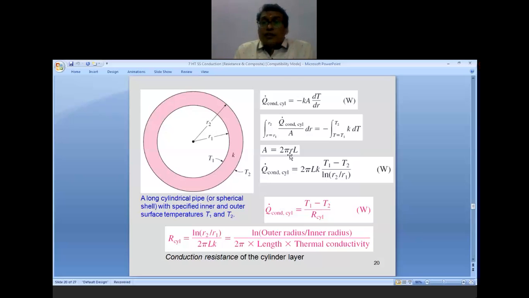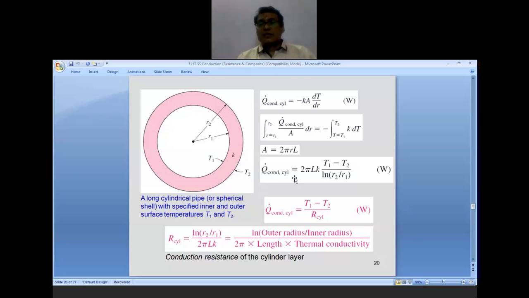Then the integral of K dT from T1 to T2. Now this is the temperature T1 going to the temperature T2. So integration from T1 to T2, and from radius R1 to R2. After integration and simplification, Q for the cylinder you will get as 2 pi K L into (T1 minus T2) upon ln of R2 upon R1.